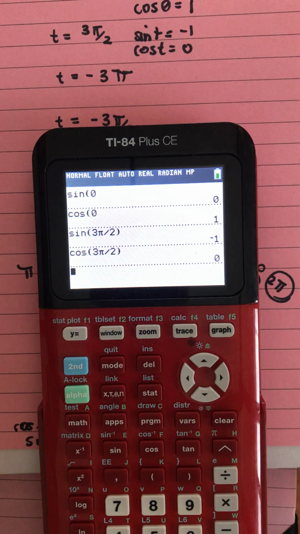So we can go back and check them if we want to on our calculator after we've answered those questions. So hopefully that helps you with your sine and cos of your trig functions.